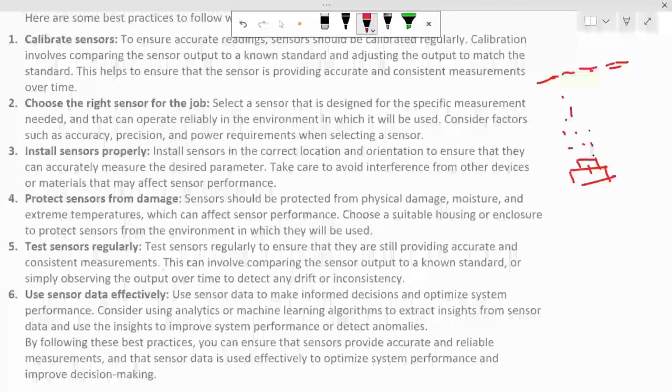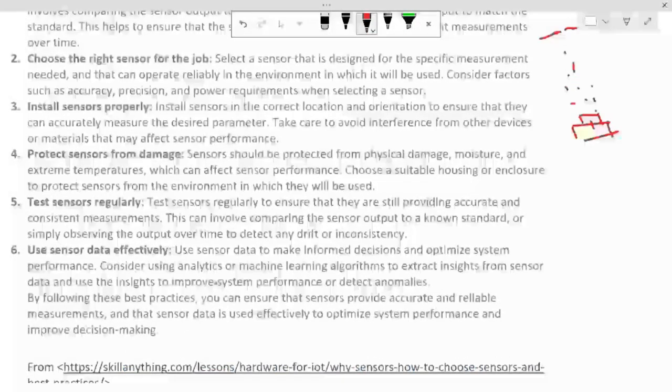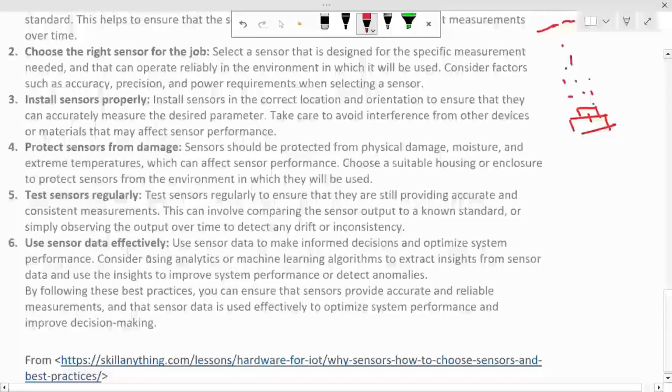Fifth point is test sensors regularly. Test sensors regularly to ensure that they are still providing accurate and consistent measurements. This can involve comparing the sensor's output to a known standard or simply observing the output over time to detect any drift or inconsistency. Sixth and final point is use sensor data effectively.